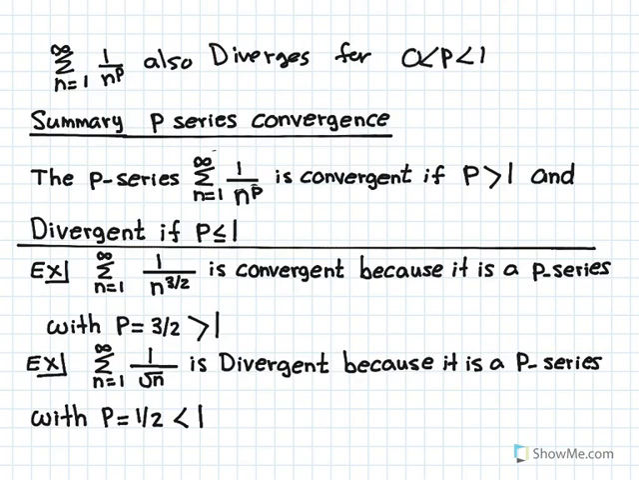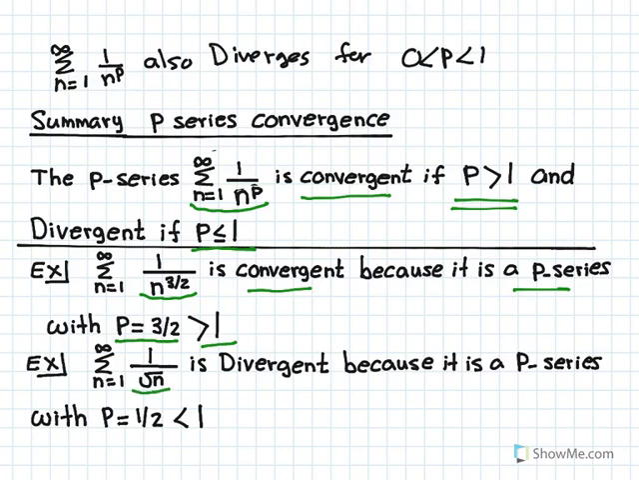Let's do a summary. So here's the summary. The p series summation n equals 1 to infinity, 1 divided by n to the p, is convergent if p is greater than 1, divergent if p is less than or equal to 1. Let's look at some examples. Summation n equals 1 to infinity, 1 divided by n to the 3/2. This is convergent because it's a p series with p equals 3/2, which is greater than 1. If p is larger than 1, the series converges.